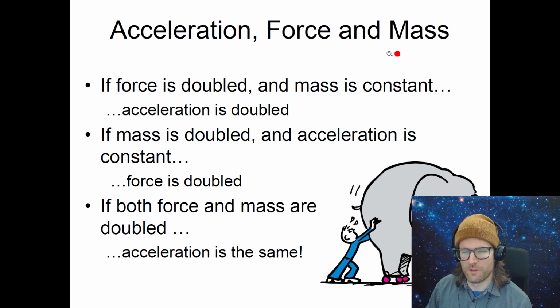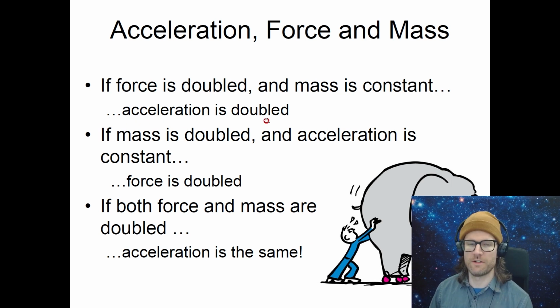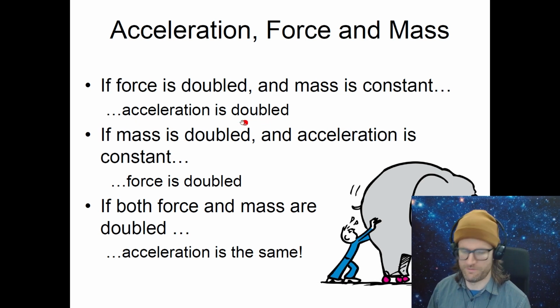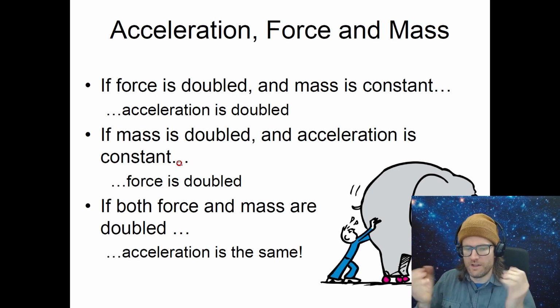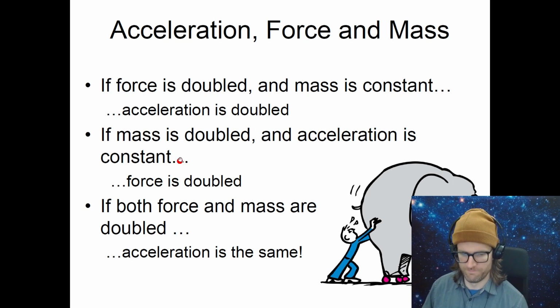Okay, let's talk about these: acceleration, force, and mass. If a force is doubled and mass is constant, acceleration is doubled. So if you want something to accelerate faster, you've got to put more force on it. If mass is doubled and acceleration is constant, force is doubled. So that means if I increase the mass of something, in order to get the same acceleration I had before, I've got to have a higher force.